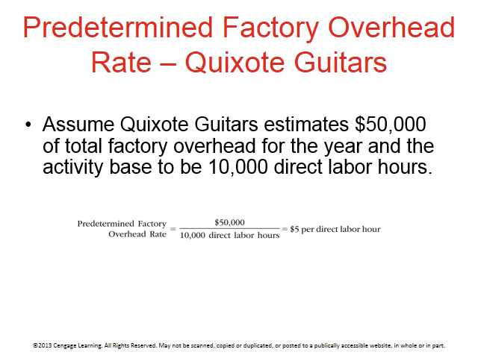So let's look at our Quixote guitars. Let's just say we estimate at the beginning of the year, we think we're going to have $50,000 in total factory overhead. In our base, we estimate to be 10,000 direct labor hours. So our predetermined factory overhead rate comes out to $5 per direct labor hour. So if a job takes 10 labor hours, then we would allocate $50 of overhead to that job using the predetermined factory overhead rate.